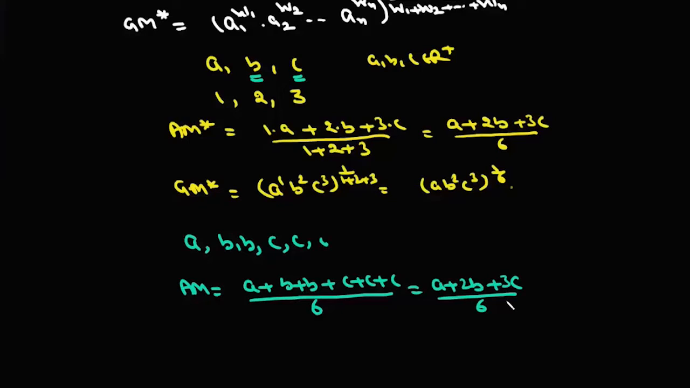So essentially, it is the arithmetic mean of 6 numbers rather than 3 numbers. In the same way, if we write their geometric mean, it will be A into B into B into C into C into C whole to the power 1 by 6, which is A B square C cube to the power 1 by 6. So basically they are the AM and GM of these 6 numbers.